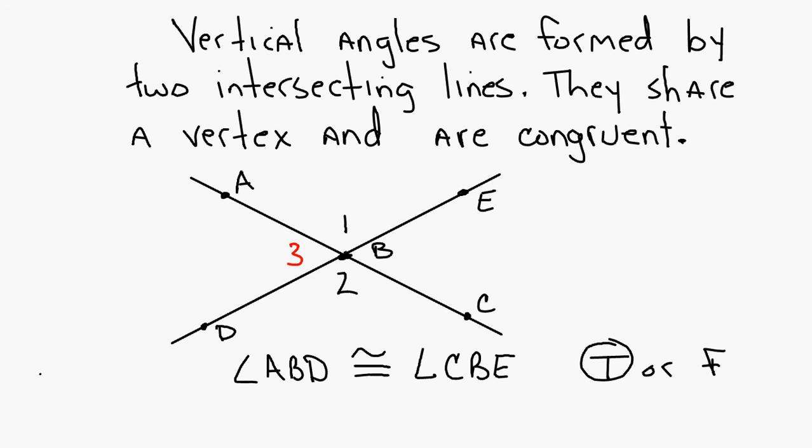Very good. All right? So those are the kind of things you're going to have to do in your practice today. Identify certain pairs. Or you're going to have to say they're nothing. They're not adjacent. They're not a linear pair. They're not vertical angles. Okay? Questions?